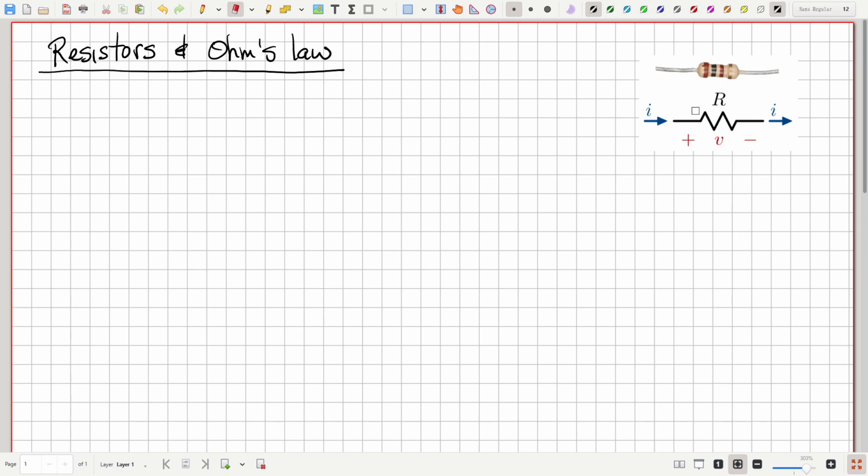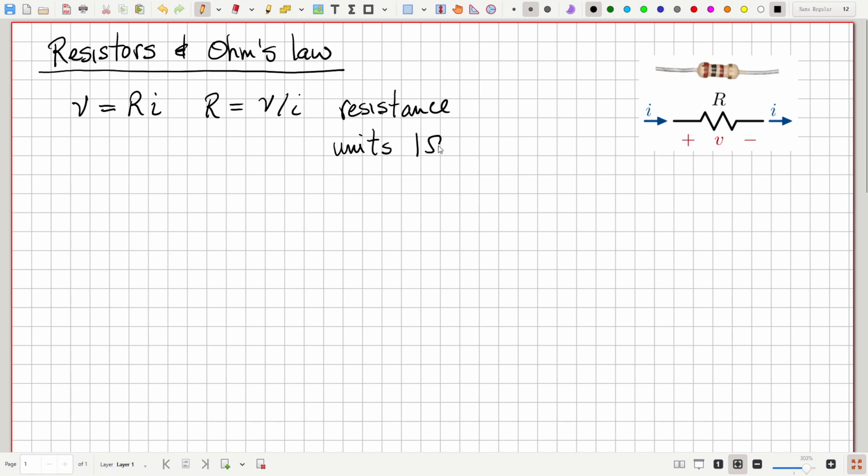So what is Ohm's law? Ohm's law is that voltage is proportional to current, and the constant of proportionality we call the resistance R. We can solve for the resistance as V over I, volts per amp. So this is a resistance. And the units are called the ohm. We use capital Greek letter omega to represent that. 1 ohm is 1 volt per amp.